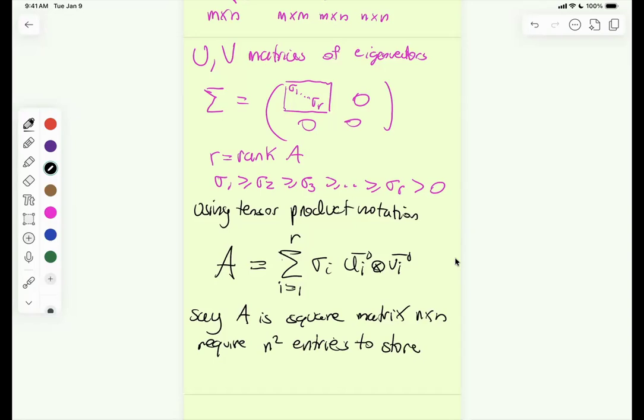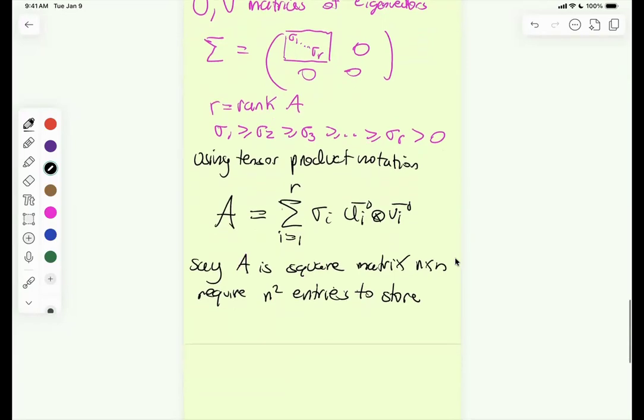But if you somehow had access to the SVD decomposition, what do you need to reconstruct the matrix from it? You would need the entries for the u_i's, you would need the entries for the v_i's, and if you really wanted to keep track of everything, you would also need the sigma_i's.